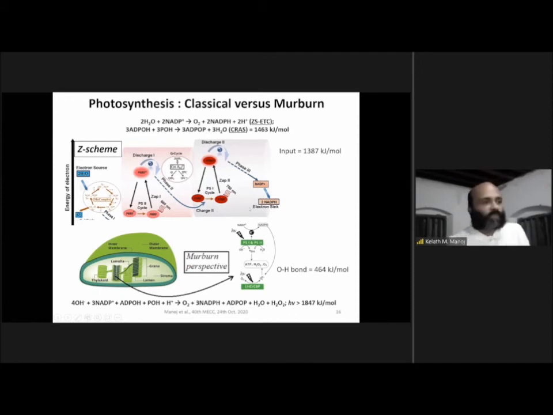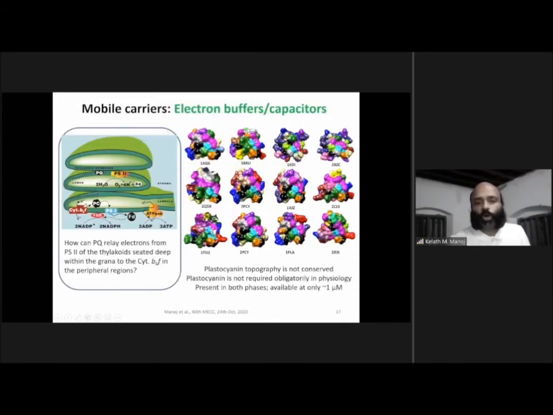Recently we published 2 papers in which we showed that plastocyanin topography is not conserved. If you imagine it to be a very specific electron relay agent, you would not imagine that. And then plastocyanin, you can knock it out, still it grows, photosynthesizes. Plastocyanin is available in physiology only at 1 micromolar when its KD is 100 micromolar.